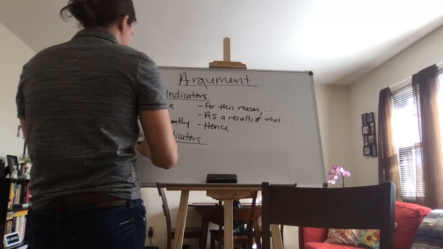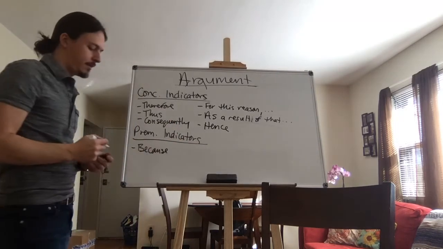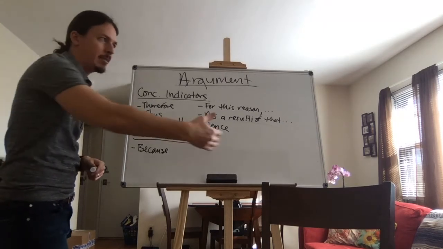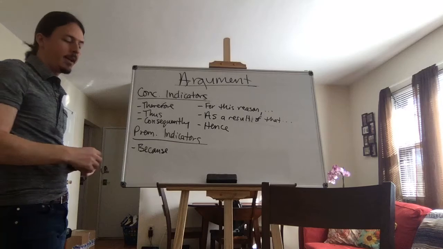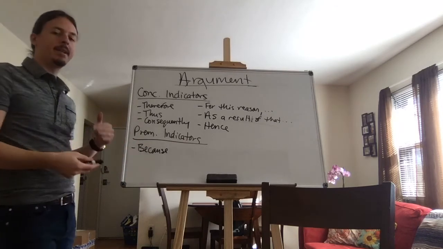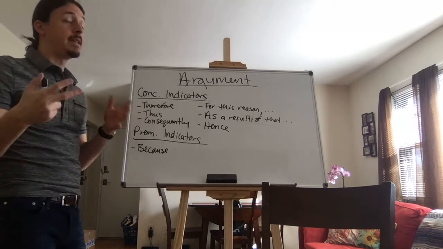Well, here's an easy one. Because. Right? Why? Well, because blah, blah, blah. That's a premise. Right? Most of the time, that's going to work. The only thing that complicates these things are like when you have a long sentence with dependent clauses.